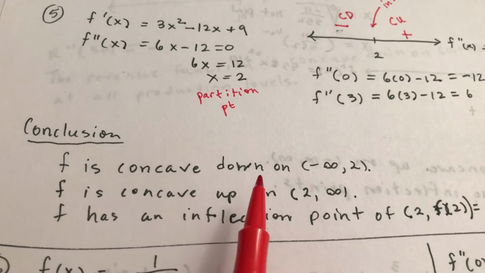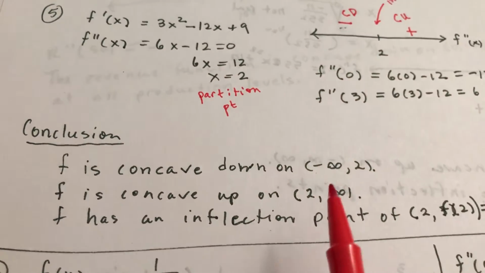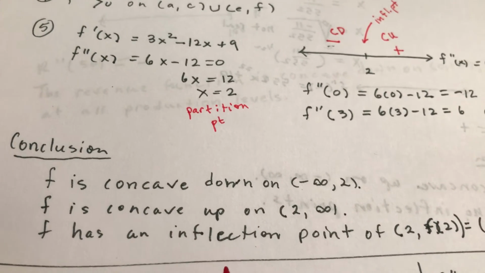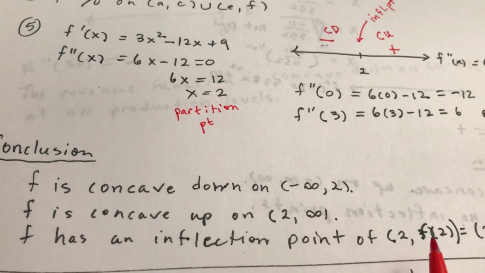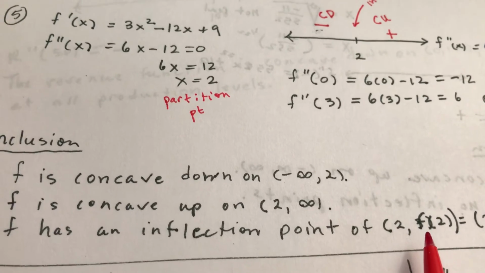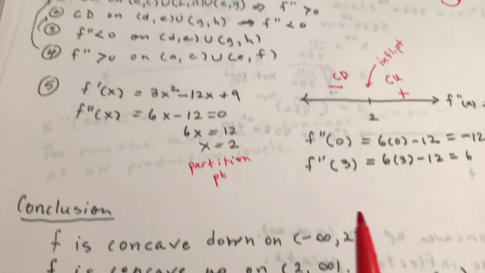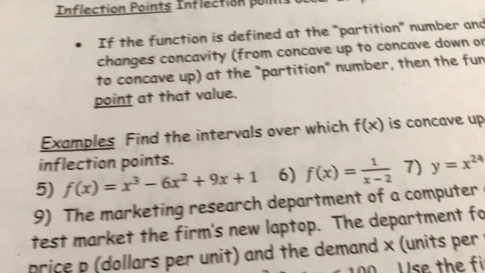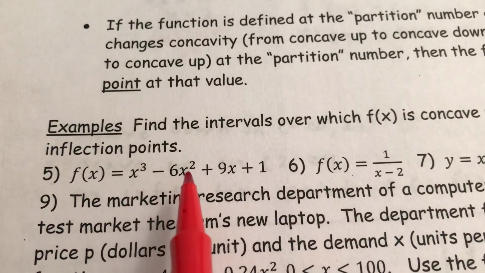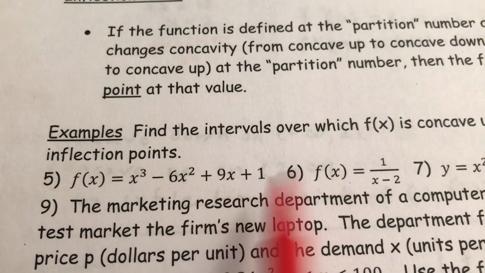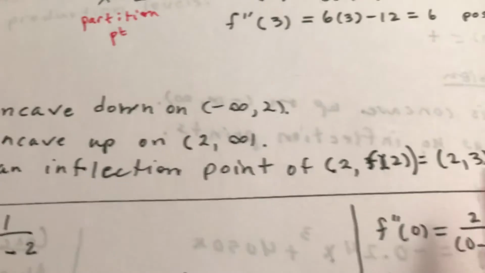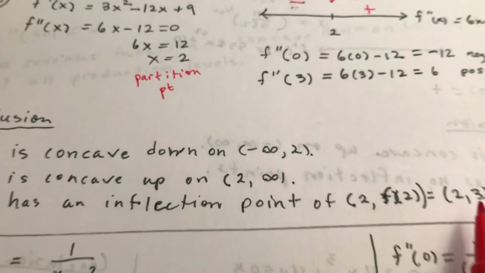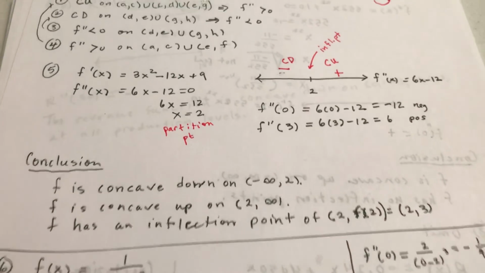F is concave down on negative infinity to 2. F is concave up on 2 to infinity. F has a point of inflection at 2, f of 2. So I have to take that 2 and put it right back into the original function, which I never wrote down here. So I have to go 2 to the third minus 6 times 2 squared plus 9 times 2 plus 1. And that gives me a value of 3. You can check that on your calculator. All right, so there's the first problem. I'll be back to do the second one.